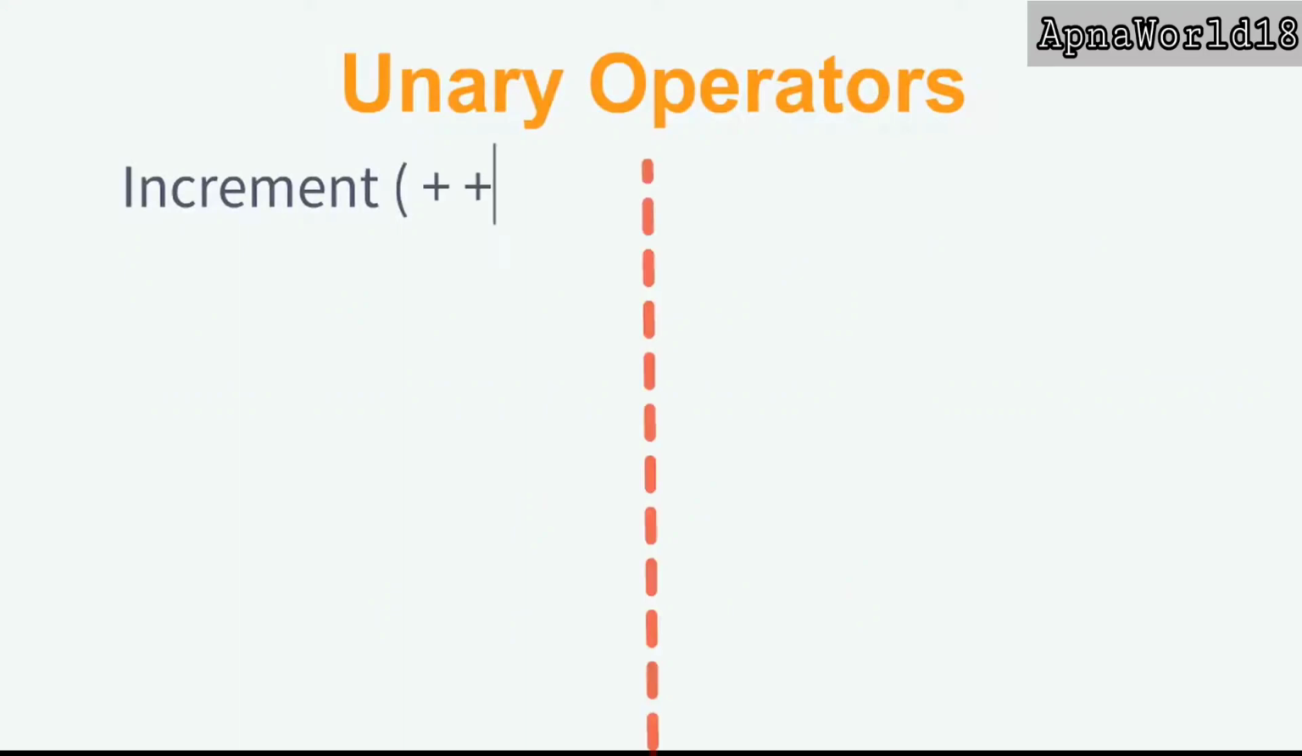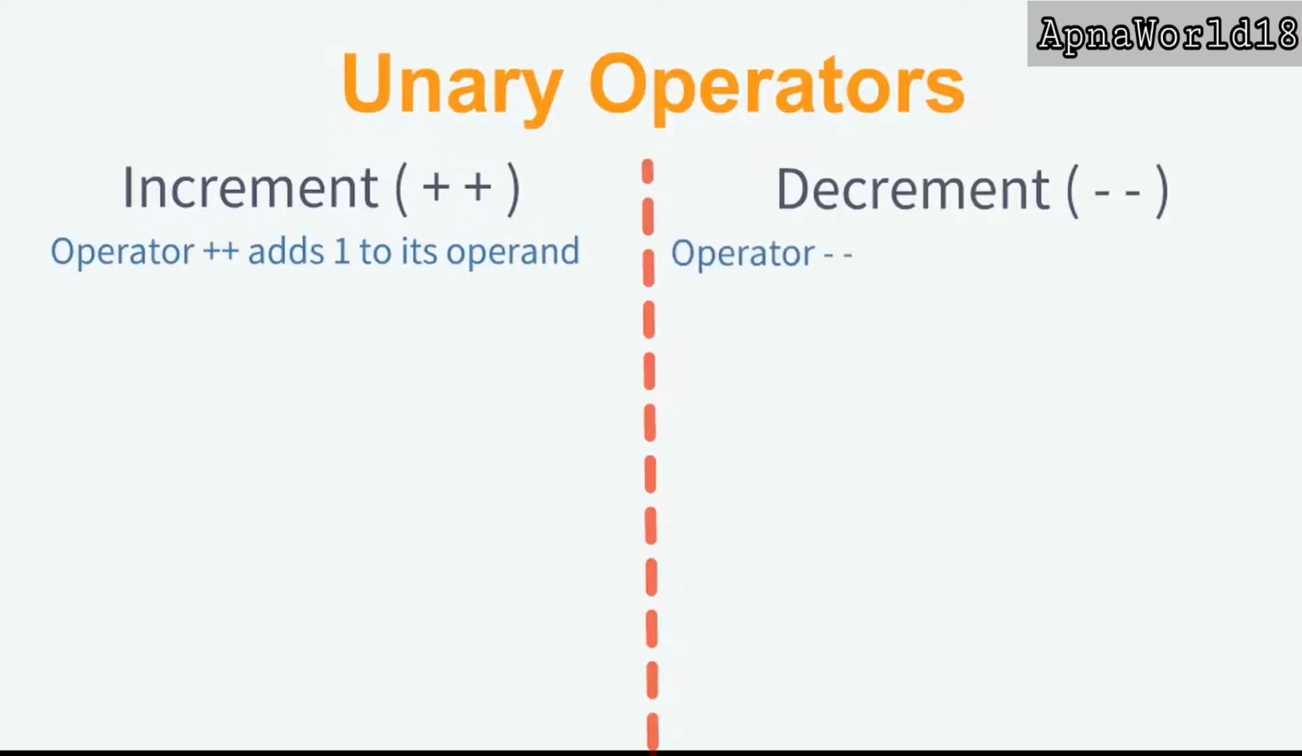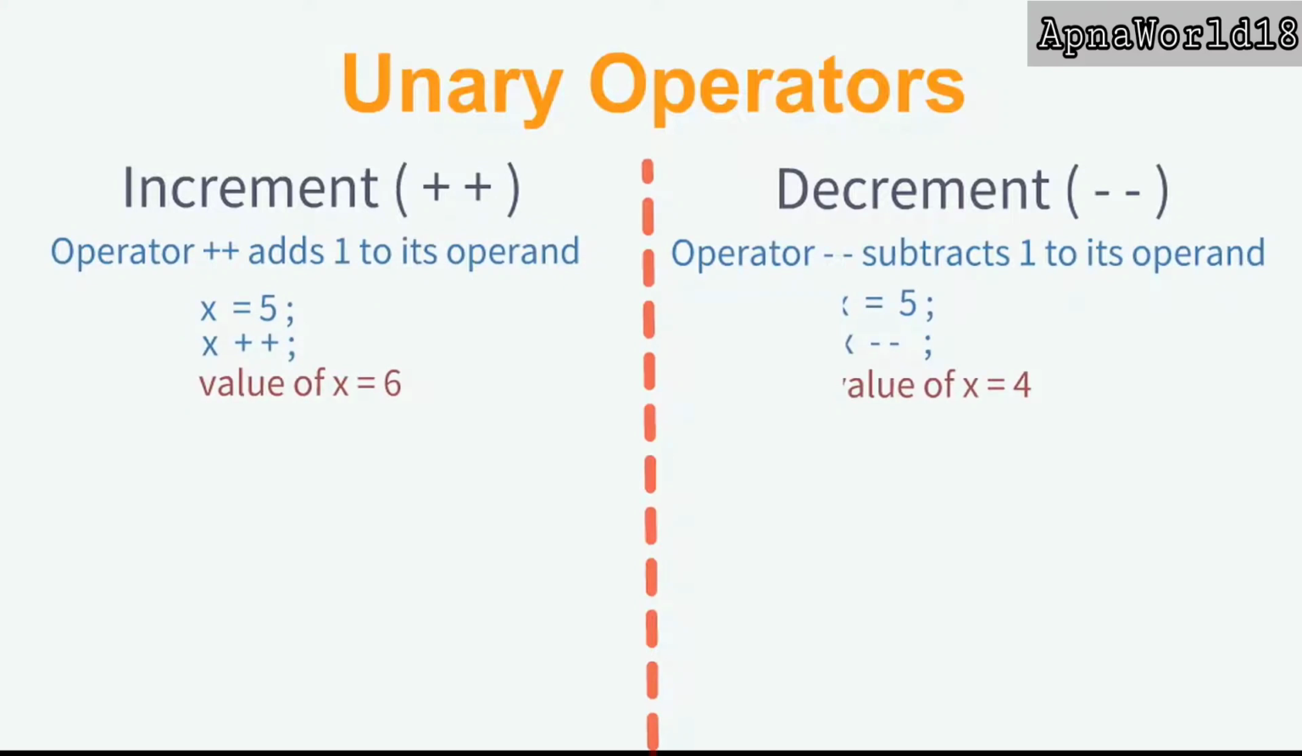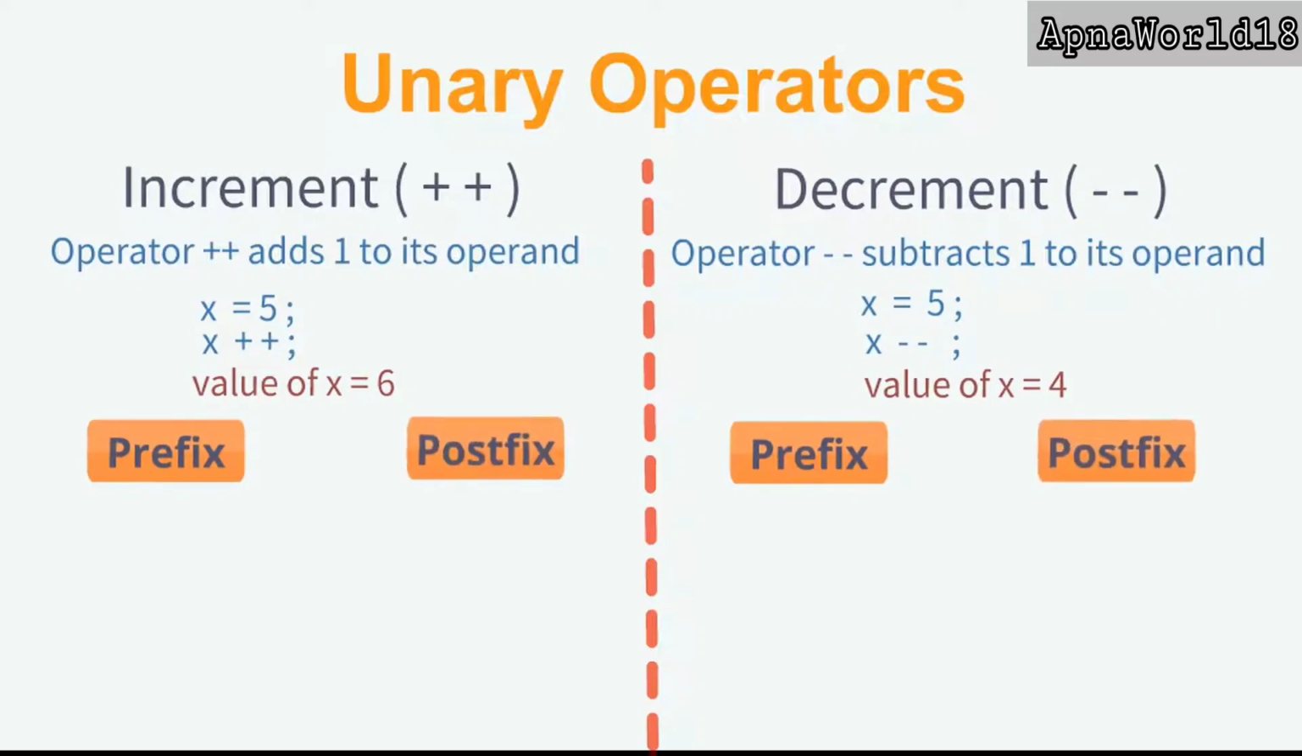Java has 2 unary operators, increment and decrement. Operator plus plus adds 1 to its operand and operator minus minus subtracts 1 from its operand. Each of them comes in 2 variants: prefix and postfix. Prefix comes before the operand and postfix comes after the operand. Let's see this in an example.